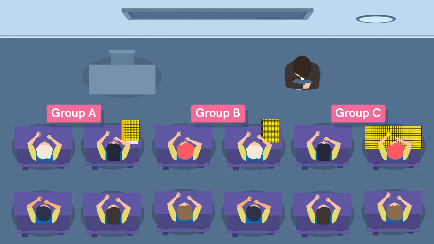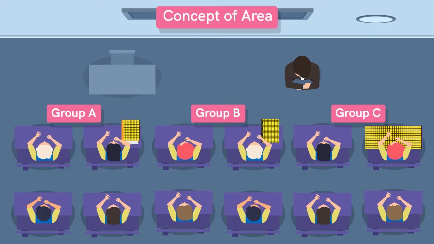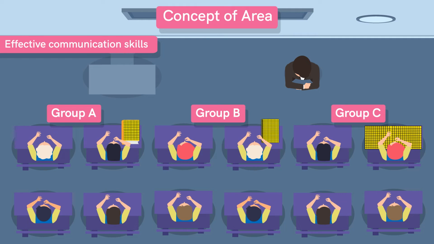When the students are done covering their objects with the square cutouts, let's begin with the following inquiries to lead them to the concept of area. Start by asking, how many squares are placed along its length? The students will respond by counting the number of squares placed along its length. Responding to questions like this will aid in developing students' effective communication skills.